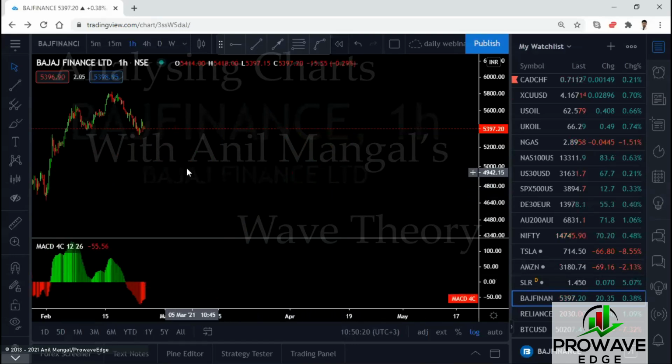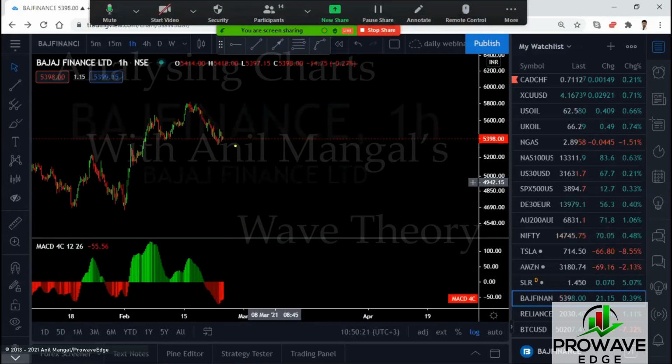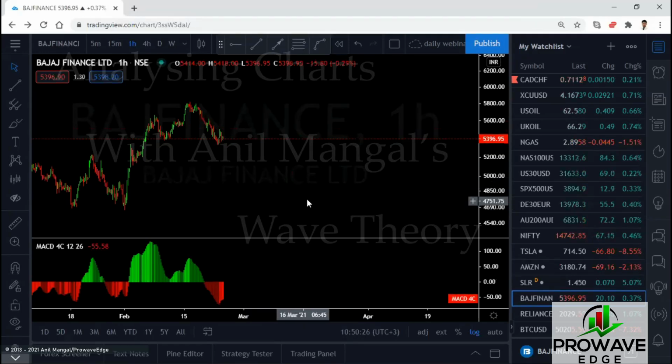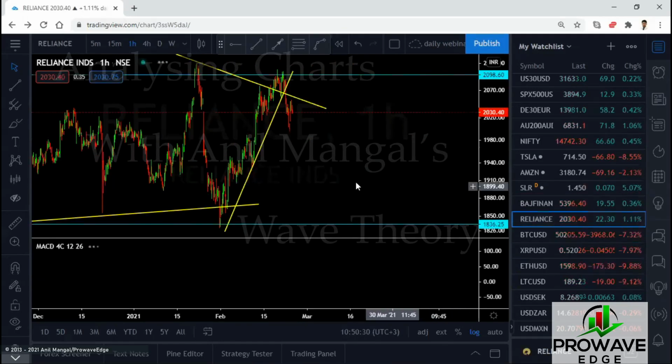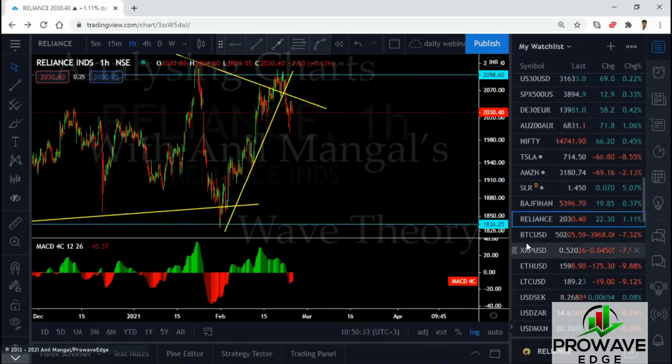EA Finance, you're getting a correction here, so that's a sell setup. You're getting a correction for a sell setup. Let's go. What is Reliance? Reliance, we looked at this morning. Somebody in trading, look for a sell setup.